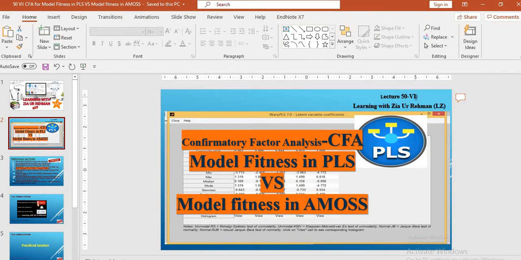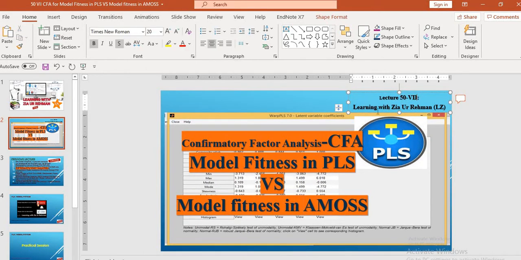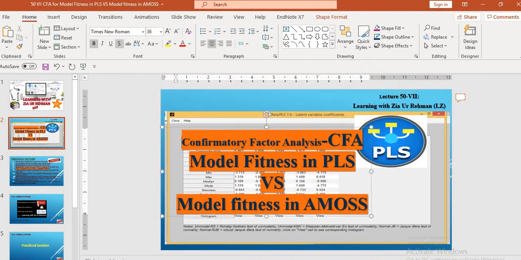Today is lecture 50 and it's part 7. Today we will deliver our knowledge about how to conduct a CFA, confirmatory factor analysis, for model fit to check the model fitness, and how to conduct this CFA in PLS and how to conduct this in AMOS software. What are the differences between the parameters of these softwares to conduct the CFA?